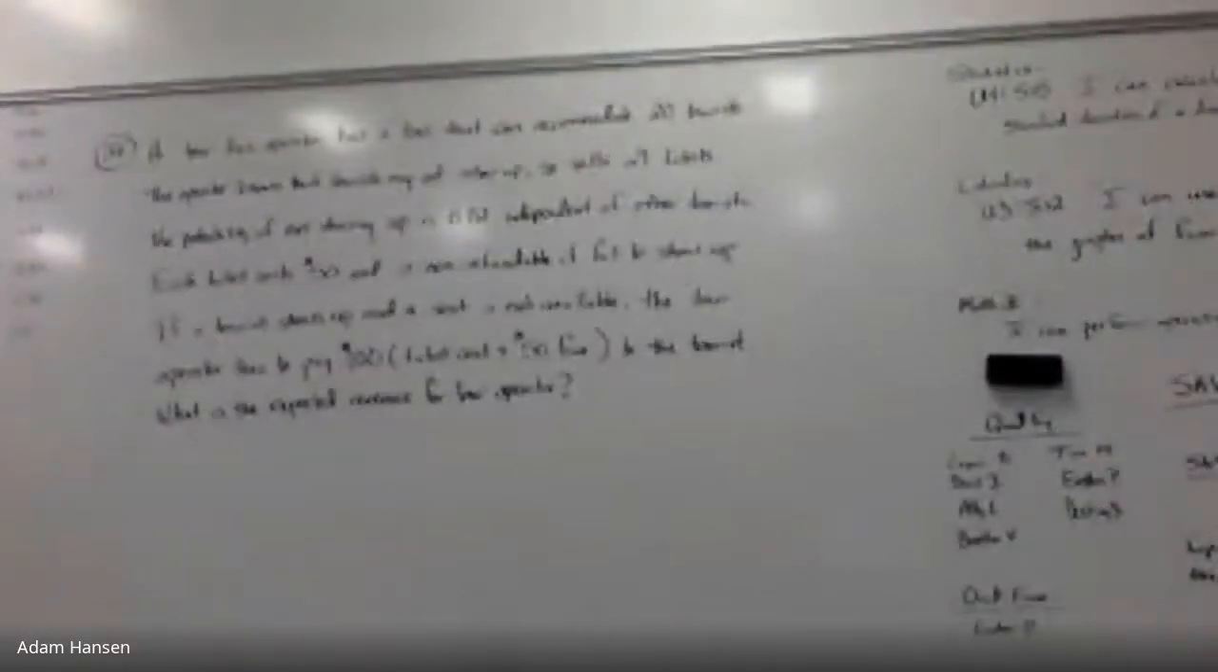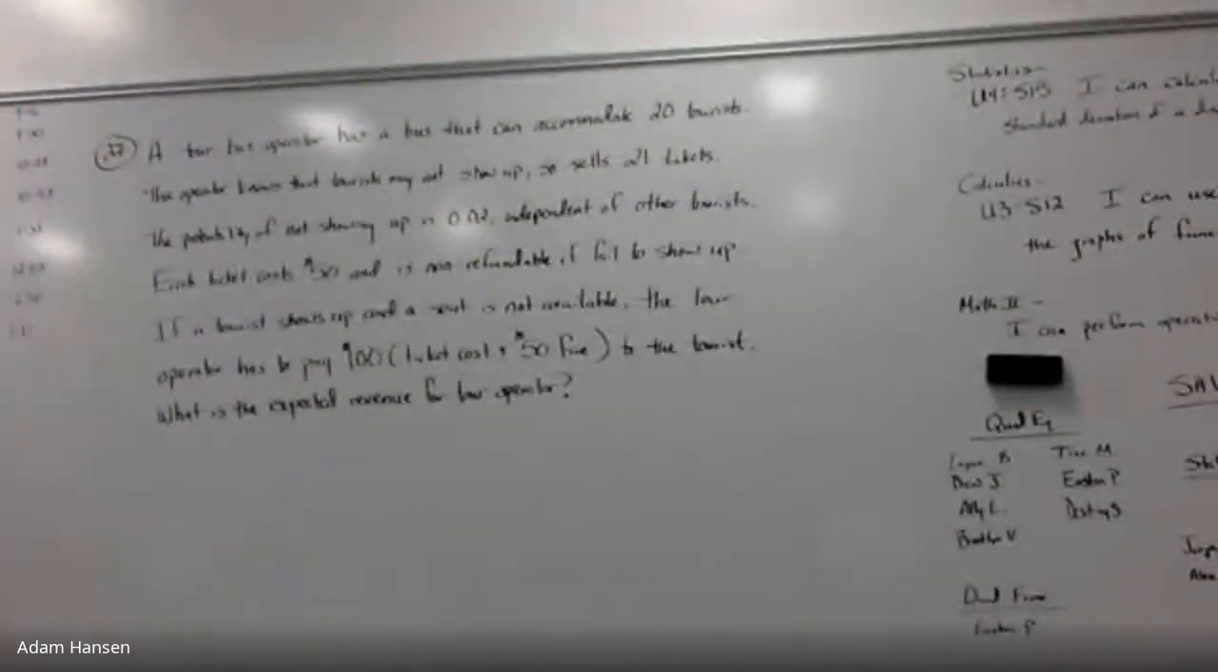And that cost is non-refundable if they don't show up. However, if a tourist shows up and his seat is not available, the tour operator has to pay a $100 fine. That $100 fine is the $50 ticket cost plus an extra $50 because they couldn't go in the first place.